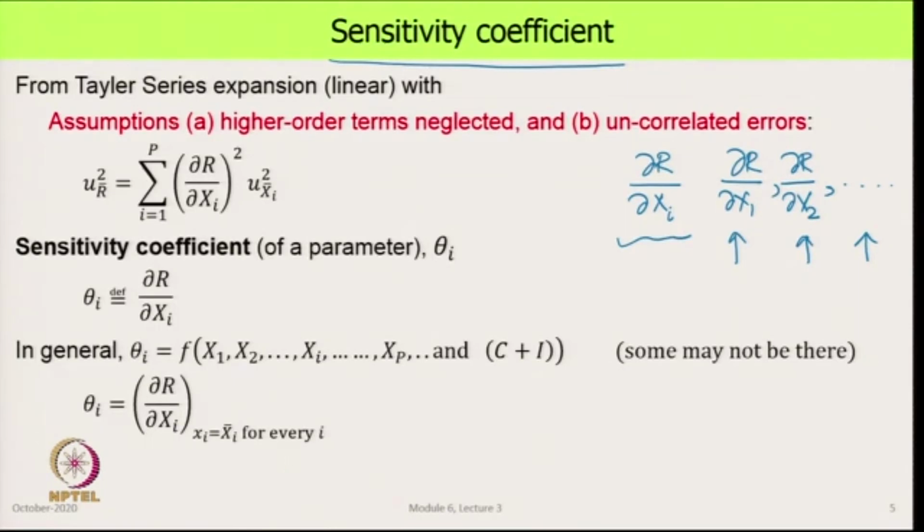So, from what we did with the Taylor series expansion, under the assumptions that we are looking at a linear expansion, second and higher order terms are neglected and errors are uncorrelated, then we got this formula for the result uncertainty. So, this is the standard uncertainty of the result.